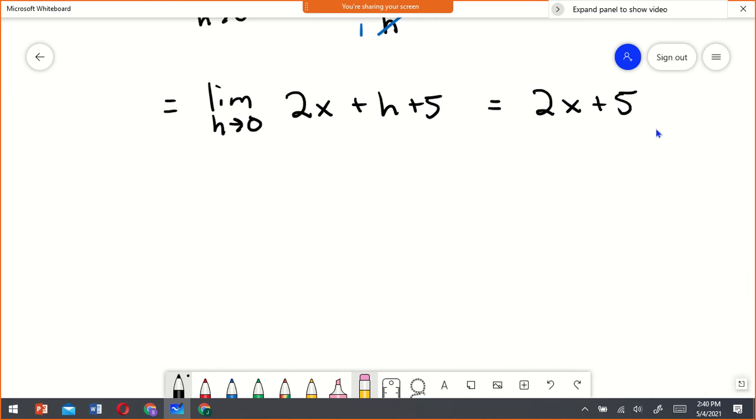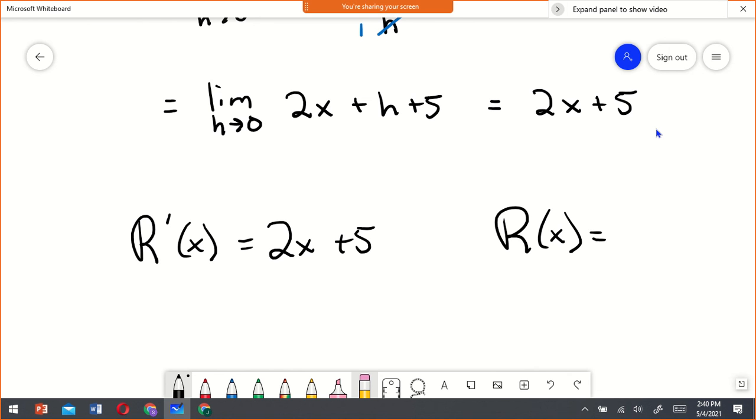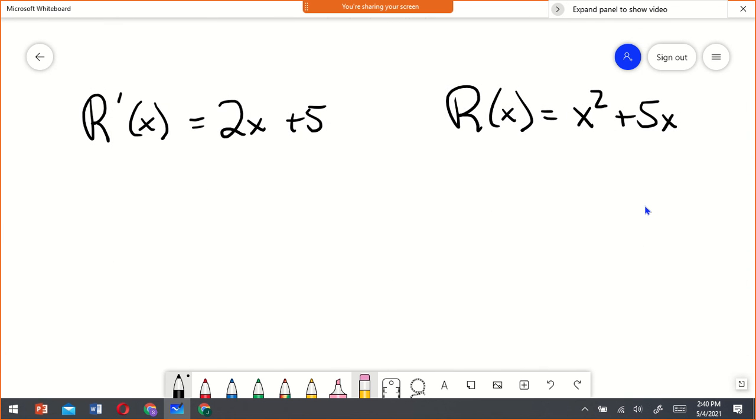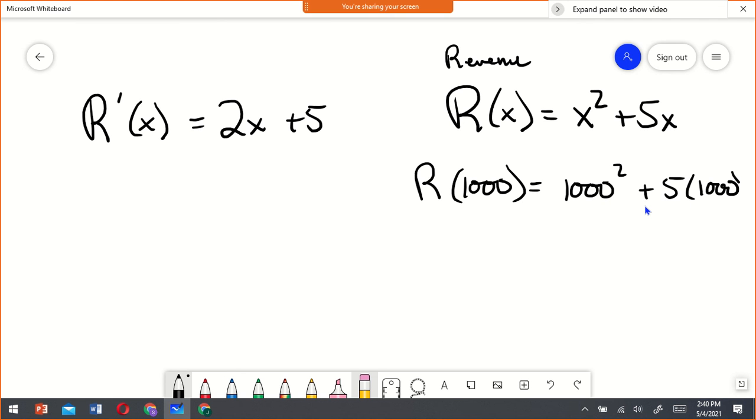So that was just taking a derivative. Now relating it back to the revenue. This marginal revenue is 2x plus 5. The original revenue function that was given in the problem was x squared plus 5x. So if I sell that 1,000 tons of steel that I was talking about in my cost problem, the revenue was to take 1,000 and plug it into the revenue function. So 1,000 squared plus 5 times 1,000. And use your order of operations here. Square first, then multiply, then add, and you should get slightly more than $1 million.